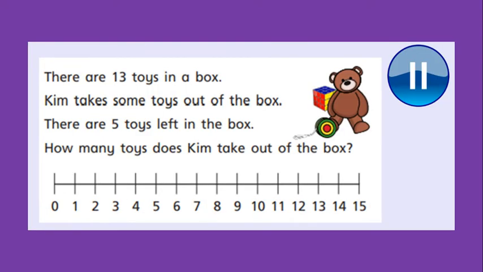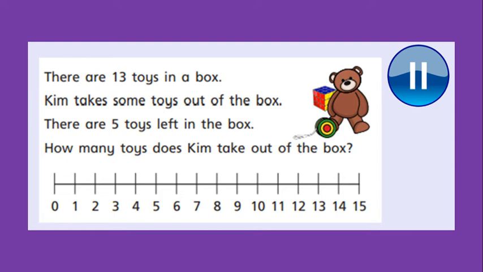Now, moving on to some sort of number problem questions, and it says there are 13 toys in a box. Kim takes some toys out of the box, and there are 5 toys left in the box. How many toys does Kim take out of the box?